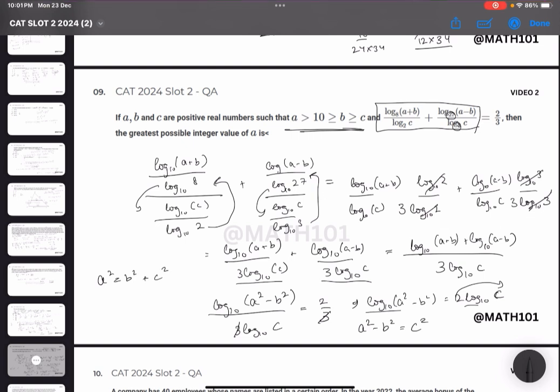A, B, C are positive real numbers. So both B and C are less than or equal to 10. So B square plus C square can at most be 100 plus 100, which is 200, which implies that A square can at most be 200. So the largest integer value of A is 14, because 14 square is 196, which is the largest perfect square less than or equal to 200. So answer is 14.